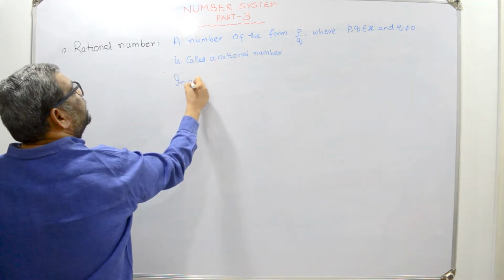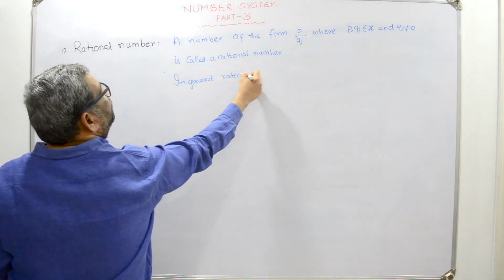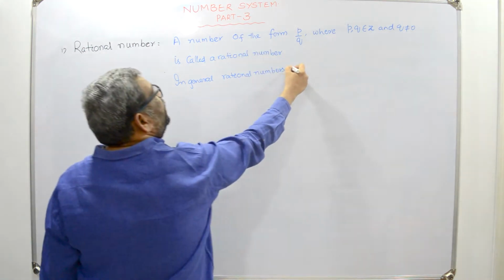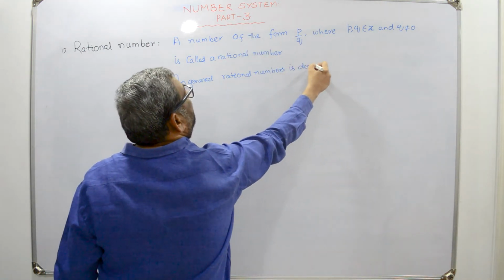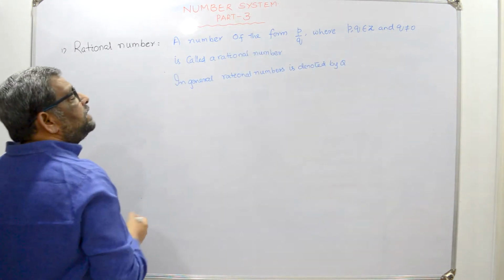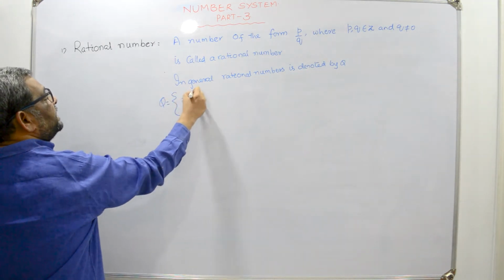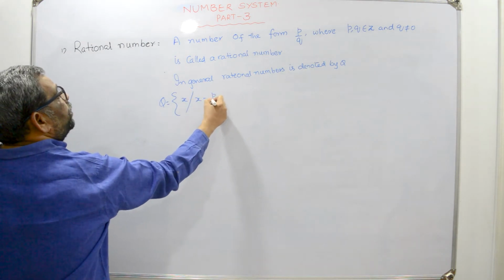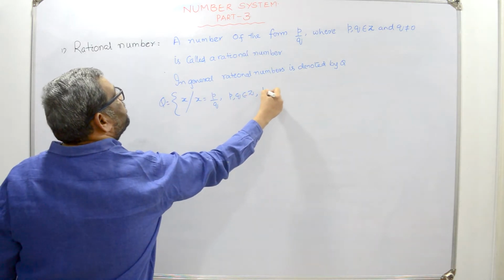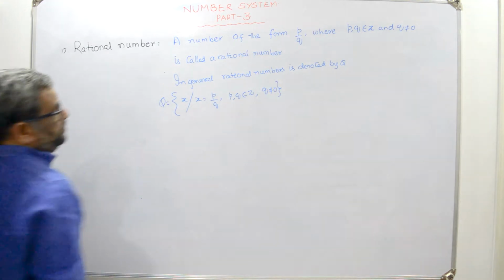In general, this set of rational numbers is denoted by Q. So Q is equal to set of all x such that x is equal to P by Q comma P comma Q belongs to Z and Q not equal to 0. This is about the definition.